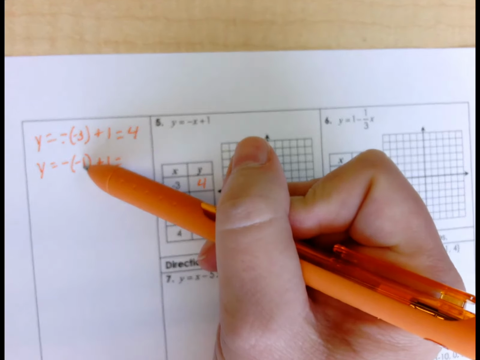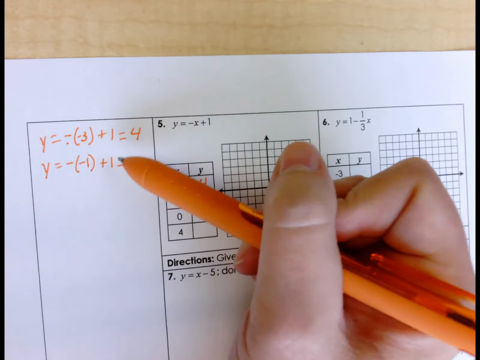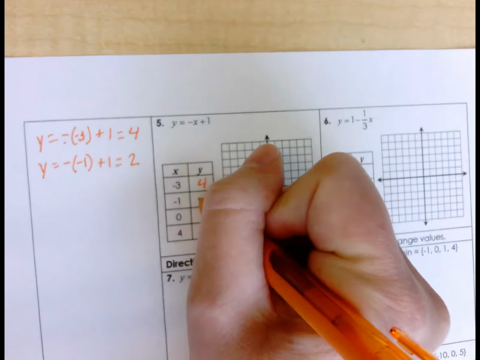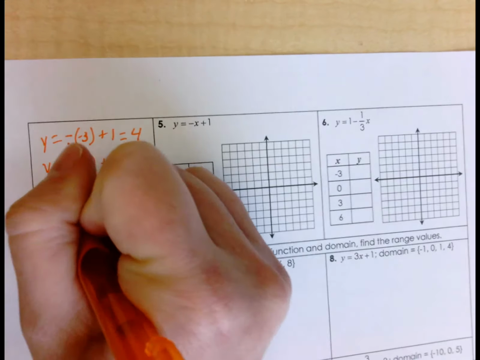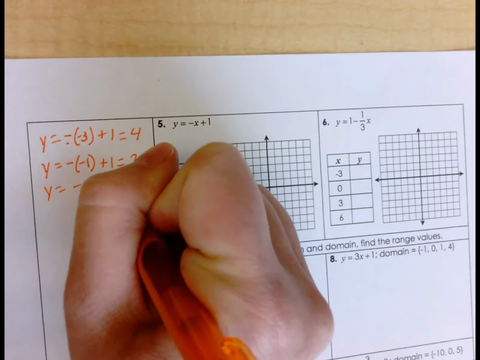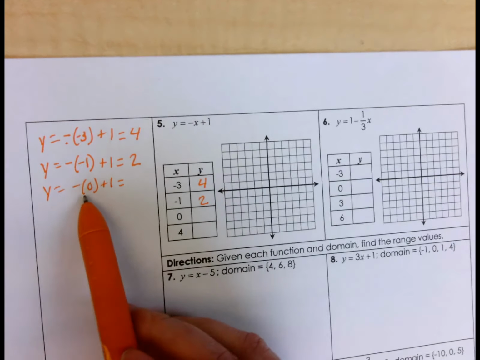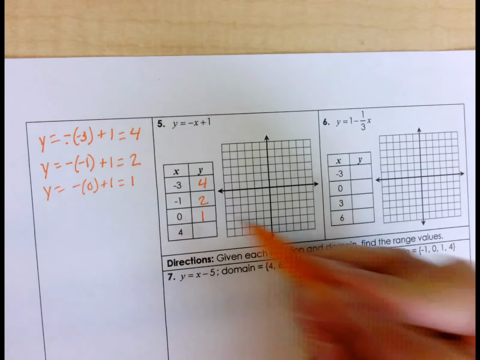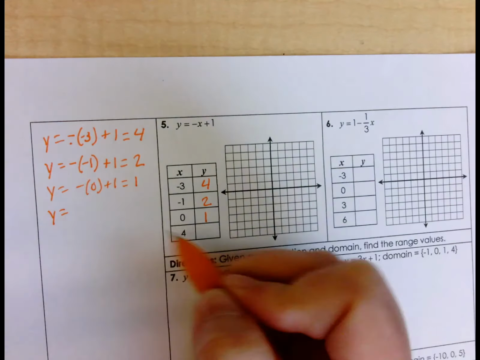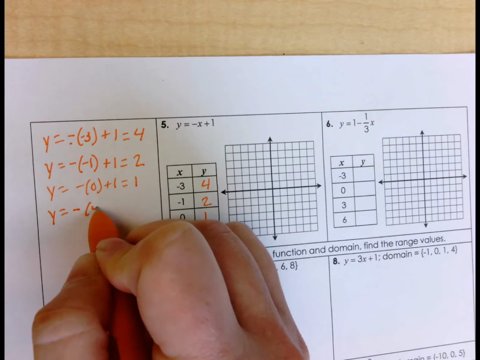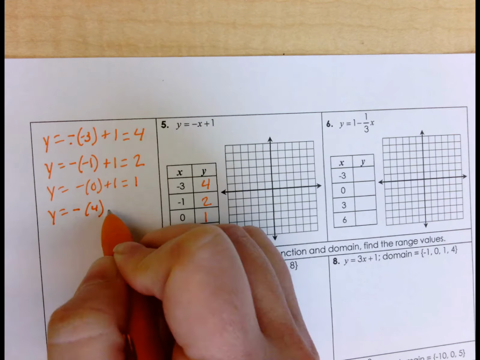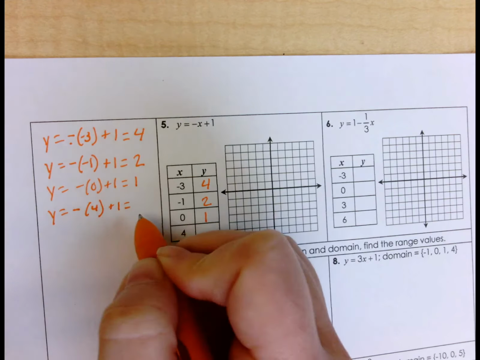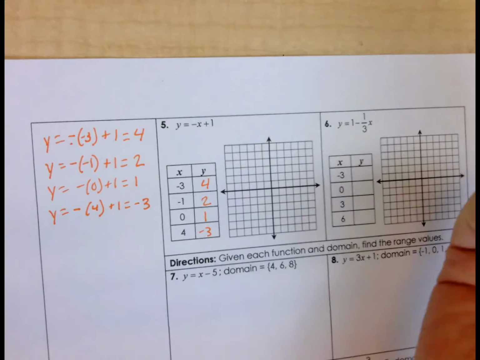We input a -1. Opposite of that is a +1. Plus 1 is 2. So our output is 2. Here we input a 0. Well, the opposite of 0 is still 0. Add 1 and we get 1. So the output is 1. And here we input a 4. The opposite of 4 is a -4, and we add 1, and we're going to get a -3. Okay, and then we can graph that.